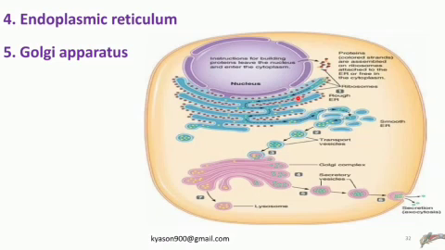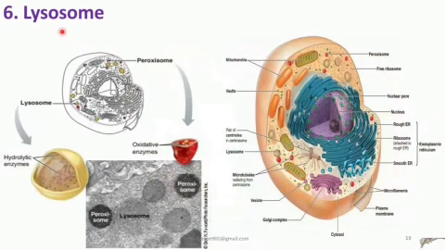So all these organelles are very, very critical and very important. Okay, so lysosomes. Lysosomes are organelles that are also going to be very important in your cells. These lysosomes are going to be scattered all over the cytoplasm, as you can see them here.